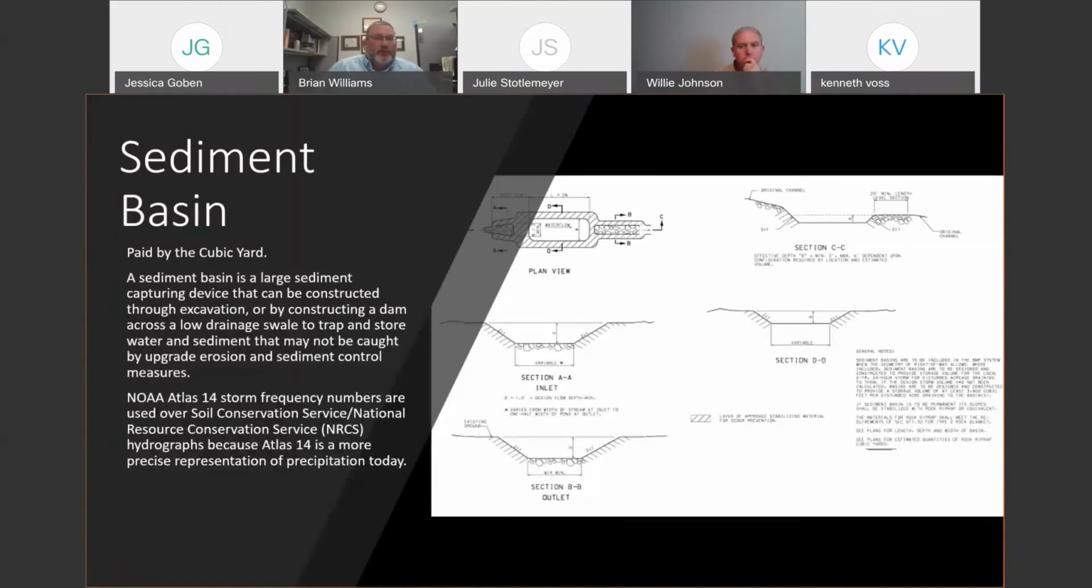Sediment basins are paid by the cubic yard. A sediment basin has to be large enough to capture material through the construction seasons from the excavation. You can either dig a hole or you can dam up low-lying areas. Either one is functional. We do have a standard, as you can see on the right-hand side of your screen.